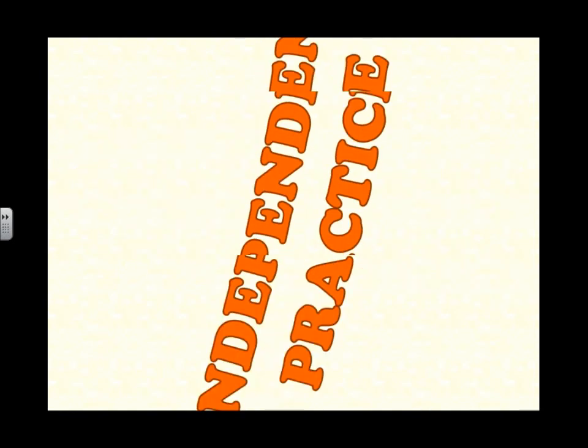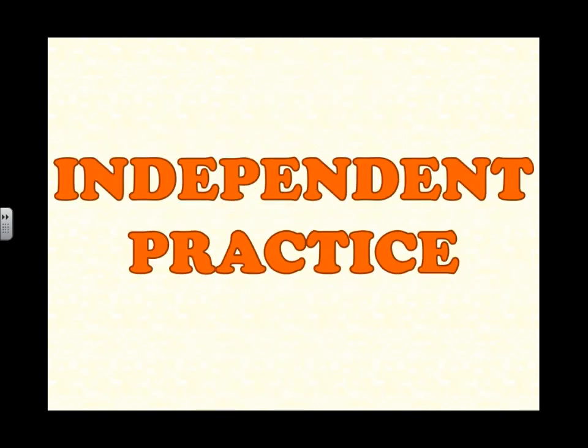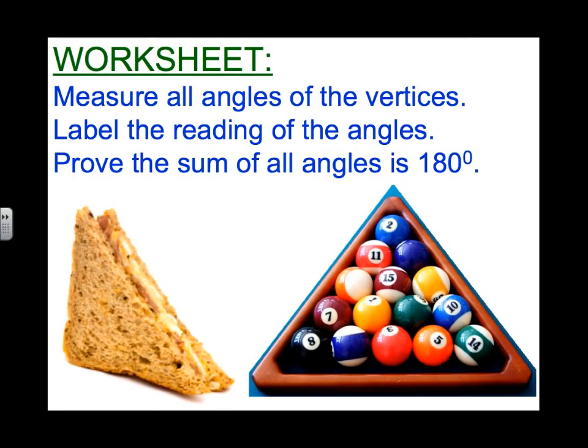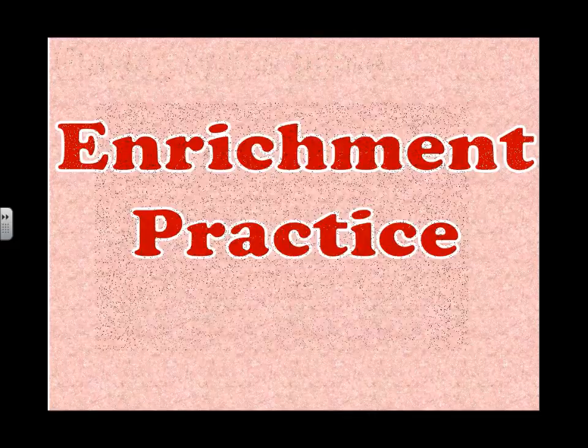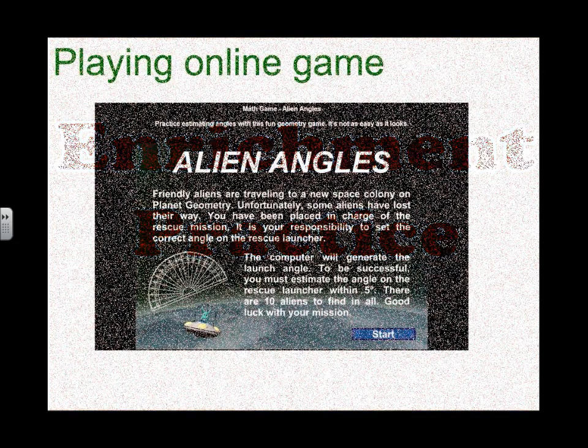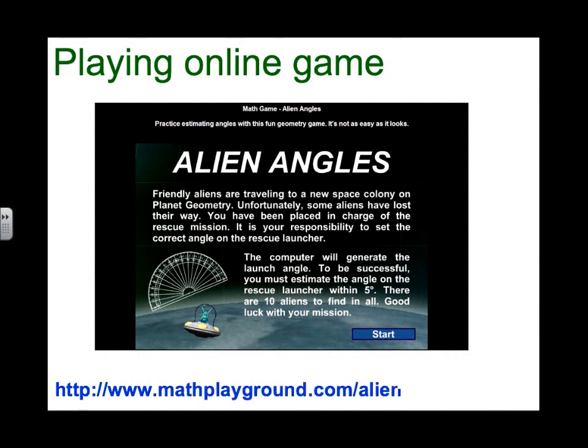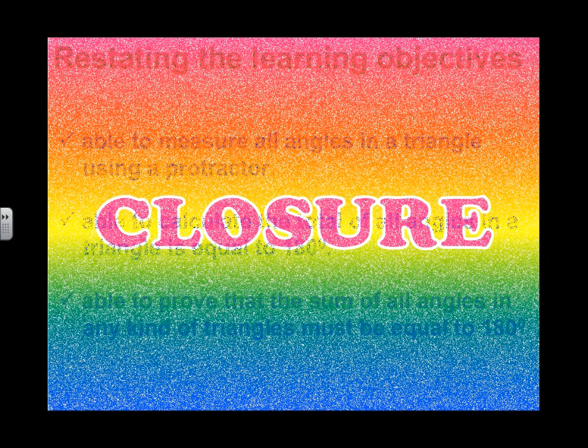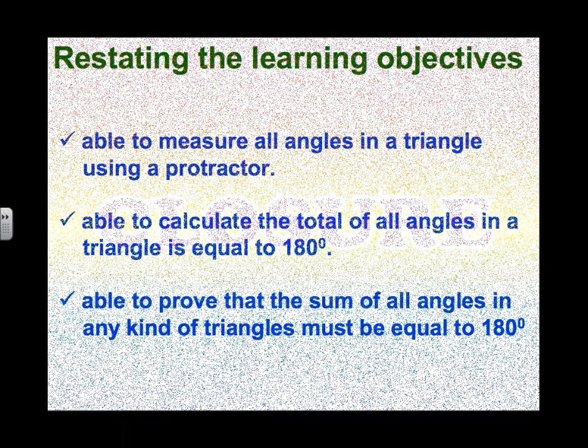Now, this stage is independent practice. The student will be given a worksheet. For the enrichment practice, the teacher will ask students to play an online game. At the end of the lesson, the teacher will restate the learning objectives.